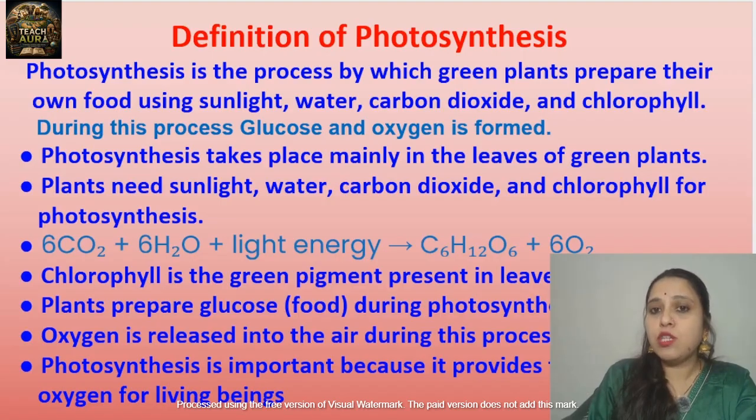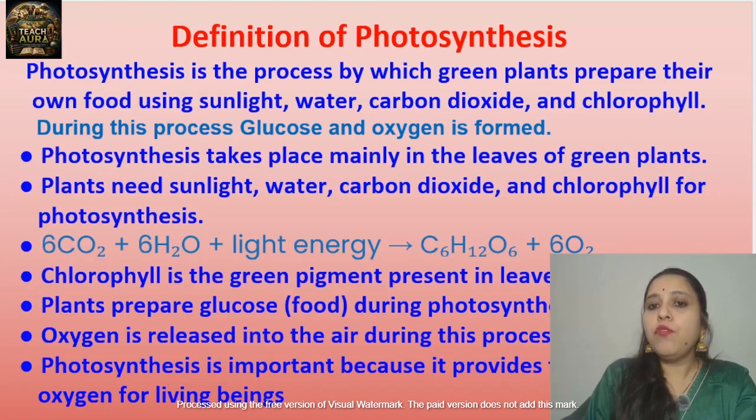They need sunlight, water, carbon dioxide and chlorophyll to carry out the process of photosynthesis. And if they ask you for the equation, you should learn to write the equation also, right? So you can write here a balanced equation. You can see here: carbon dioxide plus water, in the presence of sunlight and chlorophyll, gives what? Glucose and oxygen. You have to write chlorophyll also in the presence of sunlight and chlorophyll.